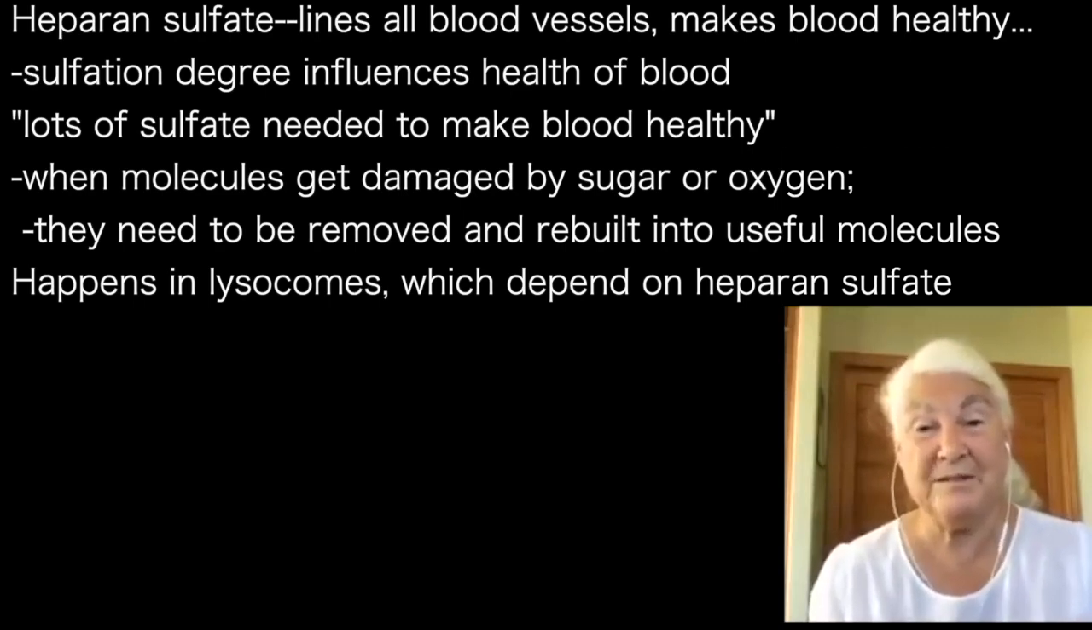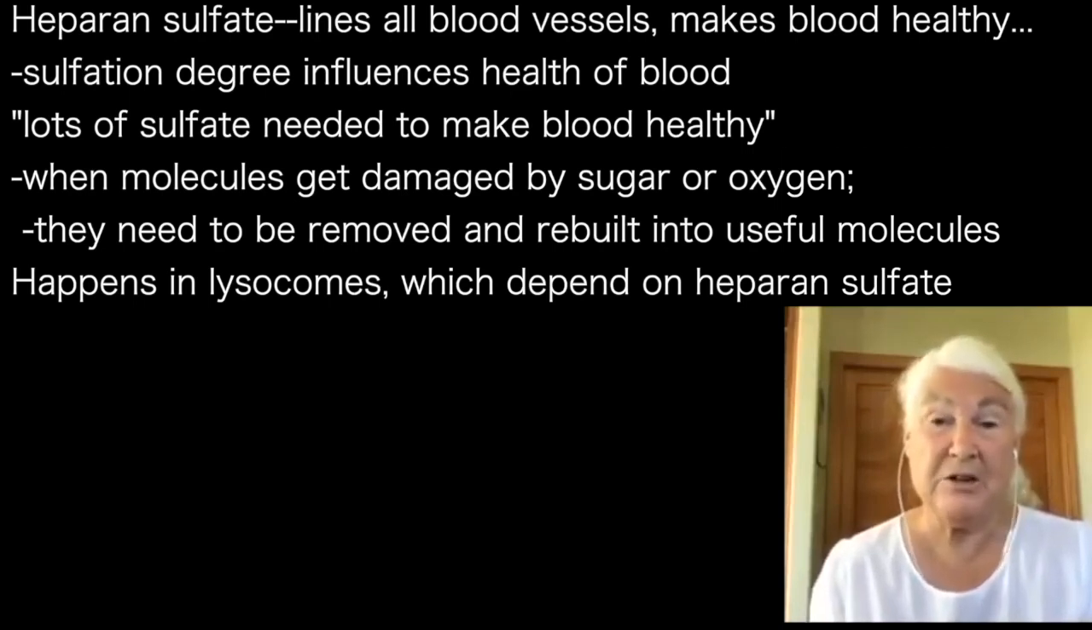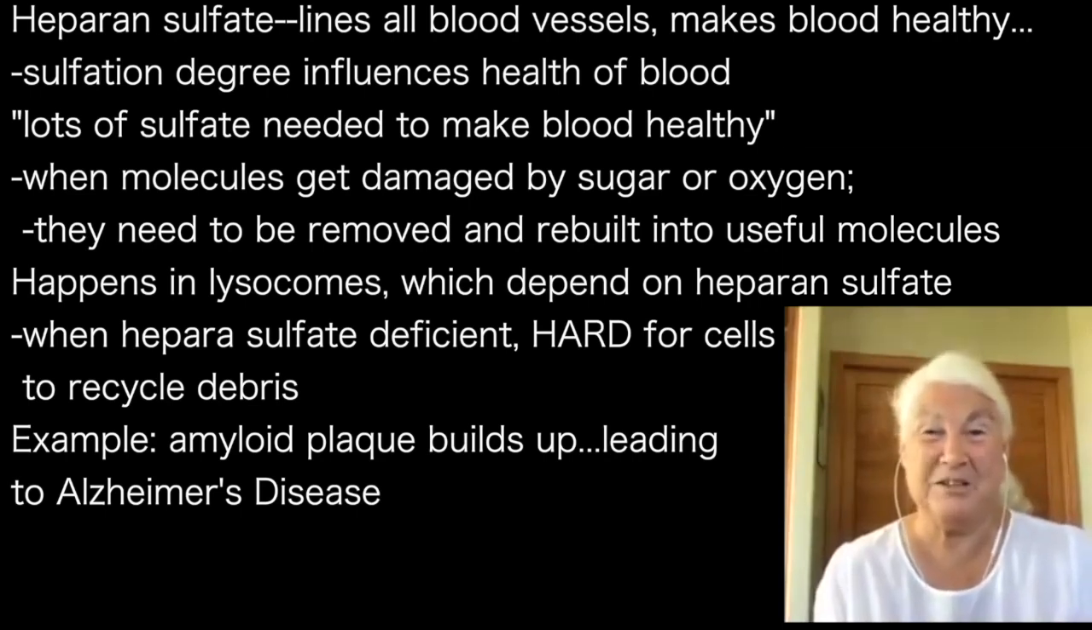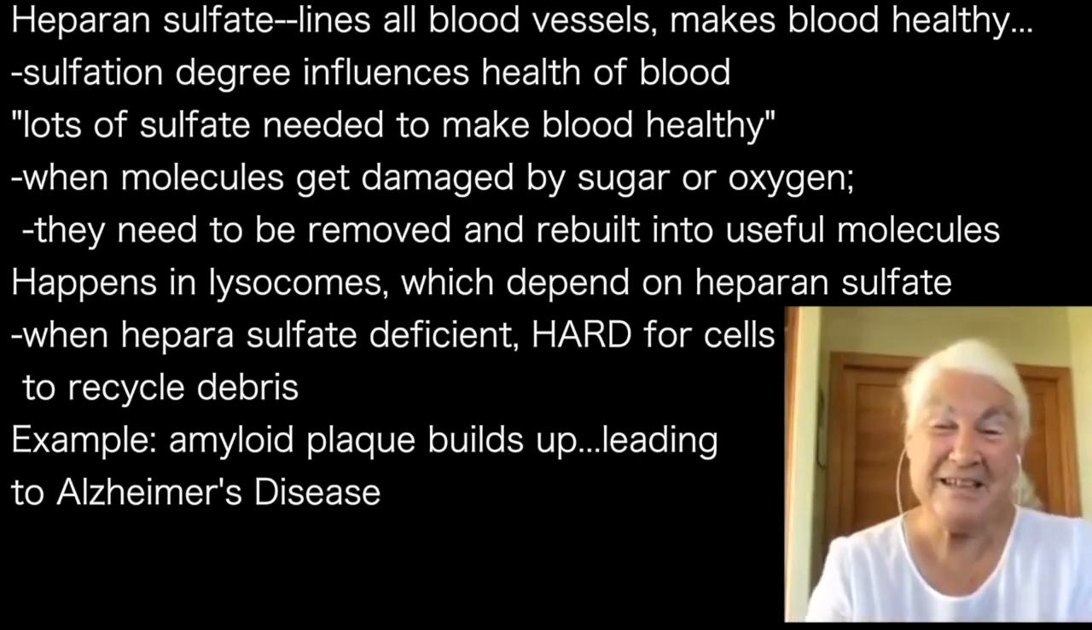And that's also involved in the metabolism of a broken molecule. So when molecules get damaged by sugar or by oxygen, they need to be removed and degraded and then turned into something useful that can start over again, building blocks. And this happens in the lysosomes, and the lysosomes depend upon heparan sulfate for that to work. So when the heparan sulfate is deficient, it's hard for the cells to recycle debris. So the debris piles up. And something like amyloid beta is a really big debris molecule that you want to get rid of in Alzheimer's. And if you can't, because you don't have enough sulfate, you're going to get Alzheimer's.